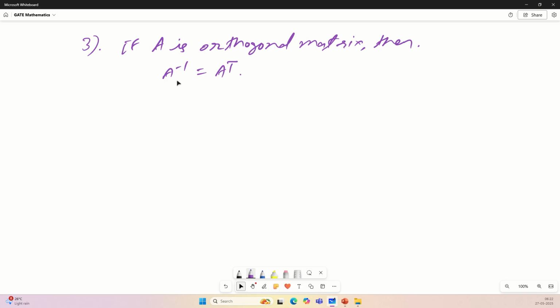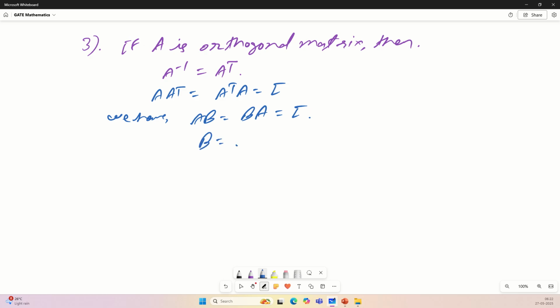So why is it so? Can we prove that? Yes, we can prove it. Let us say you know already that for orthogonal matrix we have A into A transpose is equal to A transpose into A, which is going to be I. And you already know that if A into B is equal to B into A is equal to I, then B is nothing but your A inverse. Yes or no? So if B is equal to A inverse, it means A transpose here will also be A inverse, because A into A transpose equals A transpose into A.